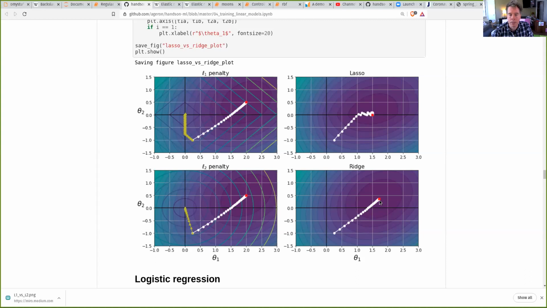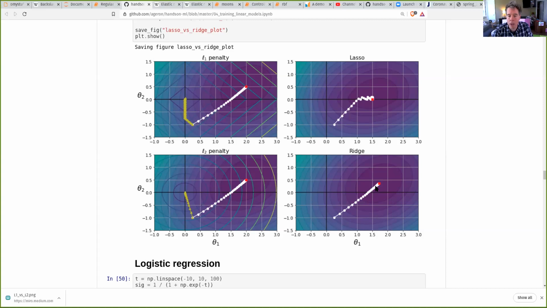This is a similar story down here in the ridge case in the L2 penalty. These green arrows just let it roll right down the L2 penalty, and the white line just lets it optimize mean squared error without constraint. And then here you combine the two. So this is the contour lines of the augmented error function that combines both.